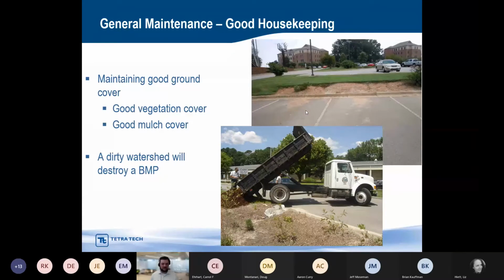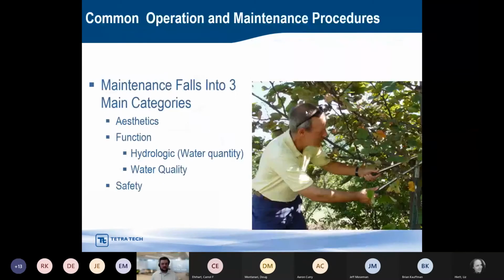So that's the first step of the overview, that maintains the BMP without even touching the BMP. And so when we really dig into the maintenance, I think BMP maintenance falls into three main categories. And so it's aesthetics, function, and safety. So a lot of the BMPs that we're implementing now, particularly green stormwater infrastructure, if the BMP looks nice, if it looks like it's functioning, then it probably is.